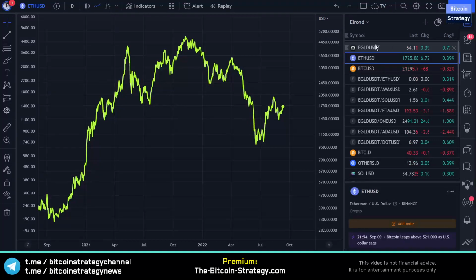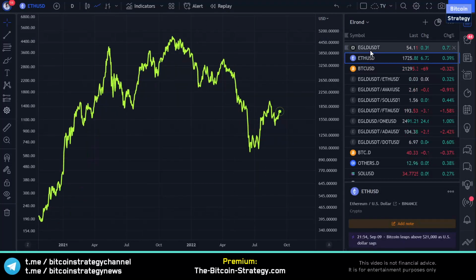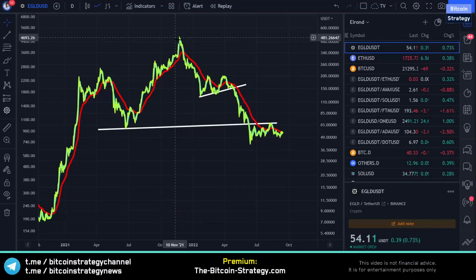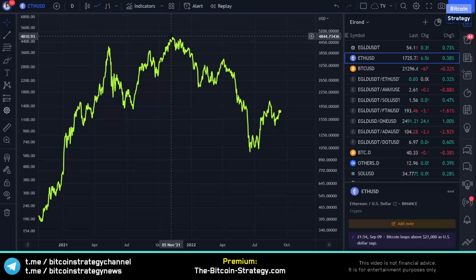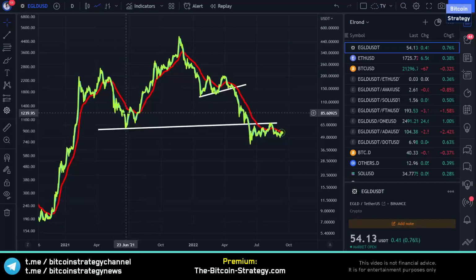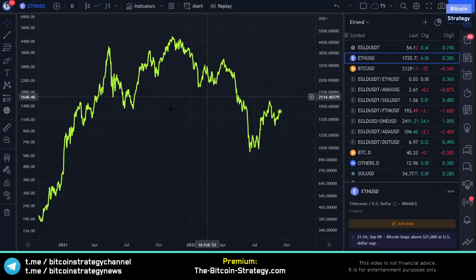So let's look at Ethereum, for example, the US dollar chart, and at EGLD, the US dollar chart. See how the tops here for Ethereum and EGLD, they pretty much align, right? And the same is true for the bottom. Look at this bottom over here for Ethereum and at this bottom over here for Elrond. So cryptocurrencies tend to appreciate at the same time and they tend to depreciate at the same time.